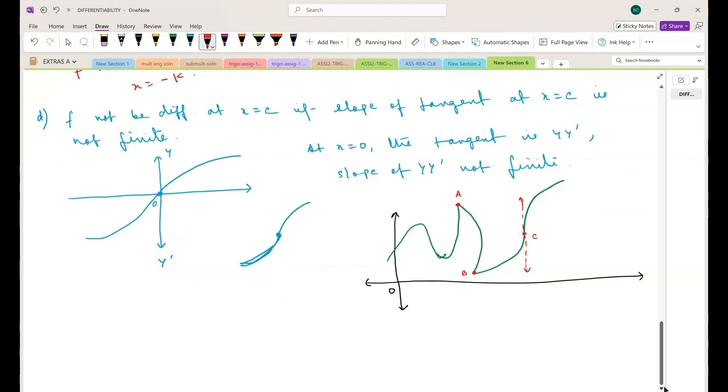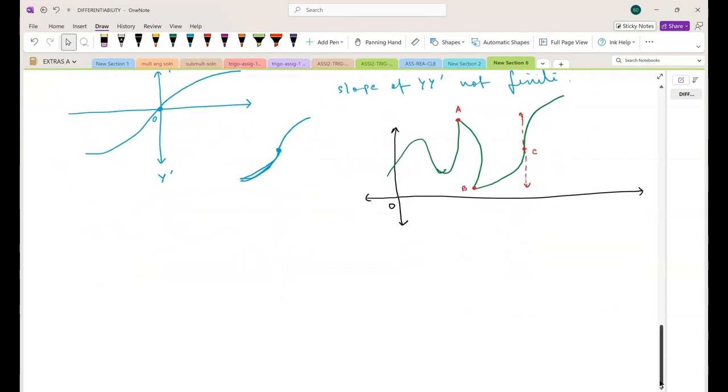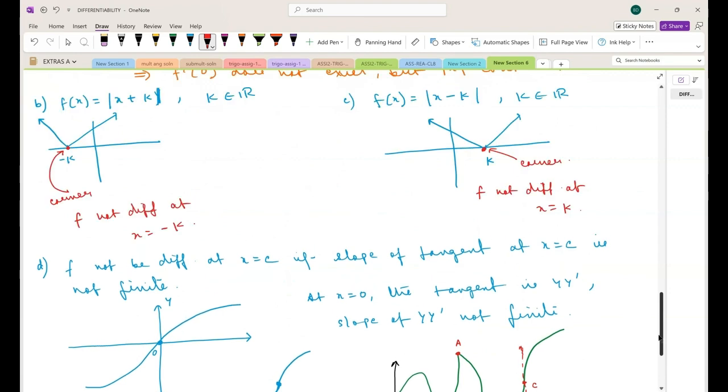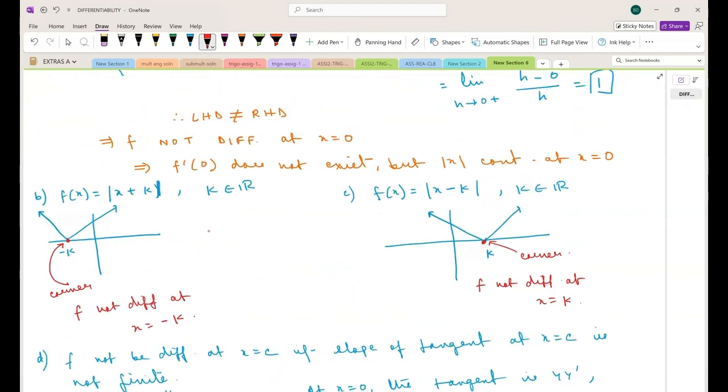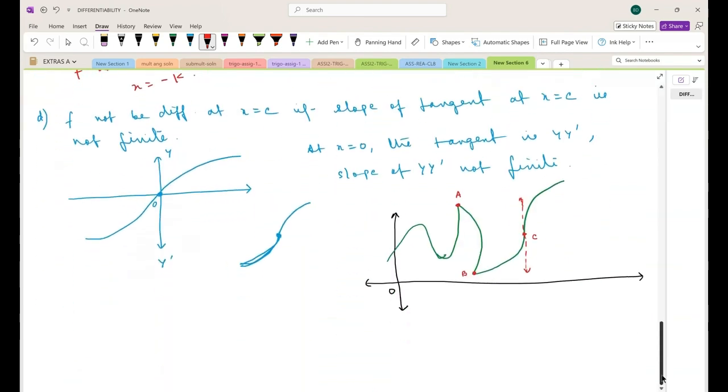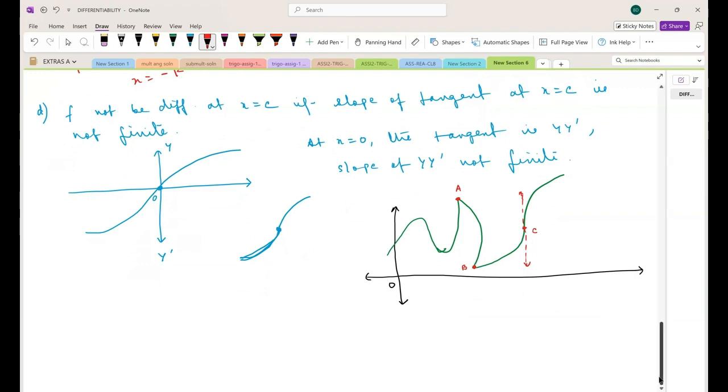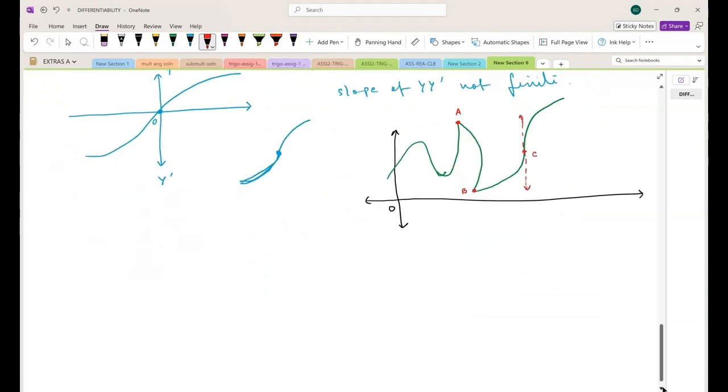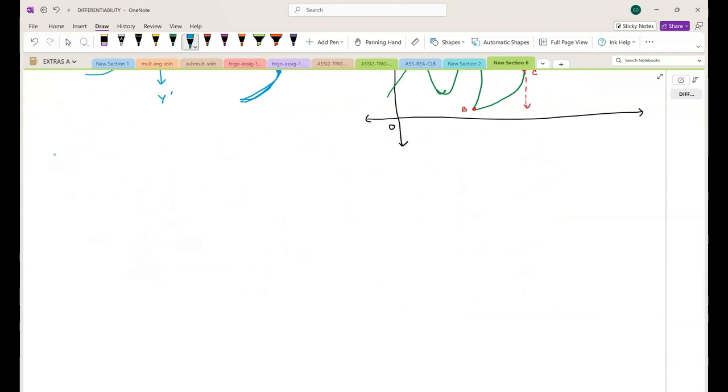Now there is another interesting example. See, in the above examples, that is A, B, C, I've shown you functions which are continuous everywhere and differentiable at one point. That is finite number of points. It could be 1 point, 2 points. But now I'm going to give another example where the function is continuous throughout R, over the whole of R, but it is not differentiable at infinitely many points.